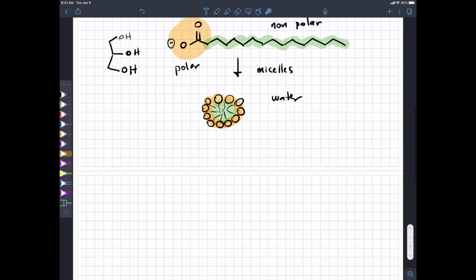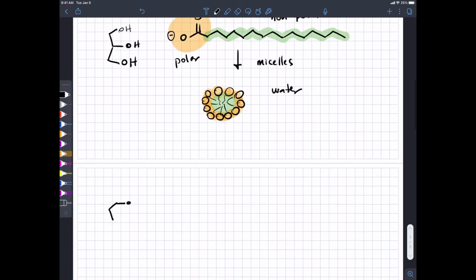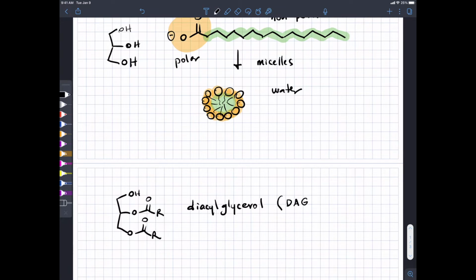Another thing is that nature uses the glycerol. See if I'm making stuff up. Nature uses a glycerol molecule modified with 2 esters, but not 3. This is called a Diacyl Glycerol, and any of you who are in cell biology may have encountered this as the acronym DAG.